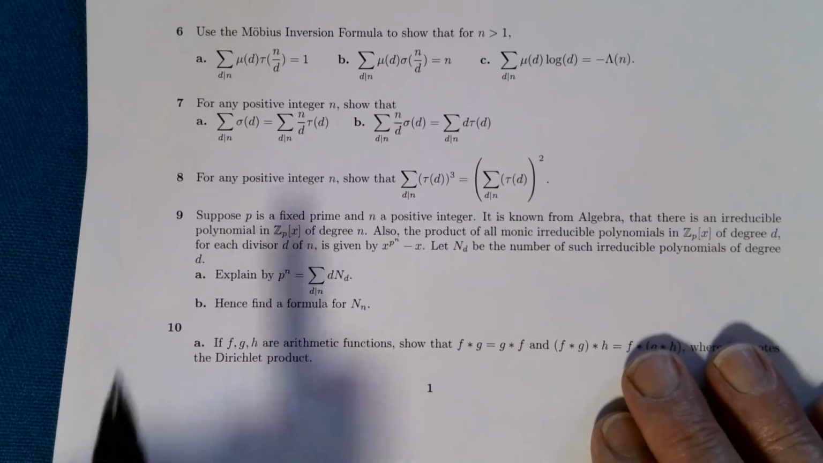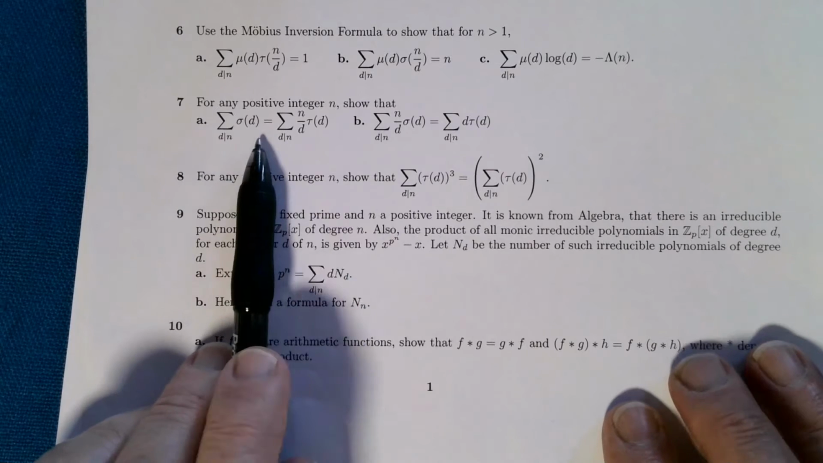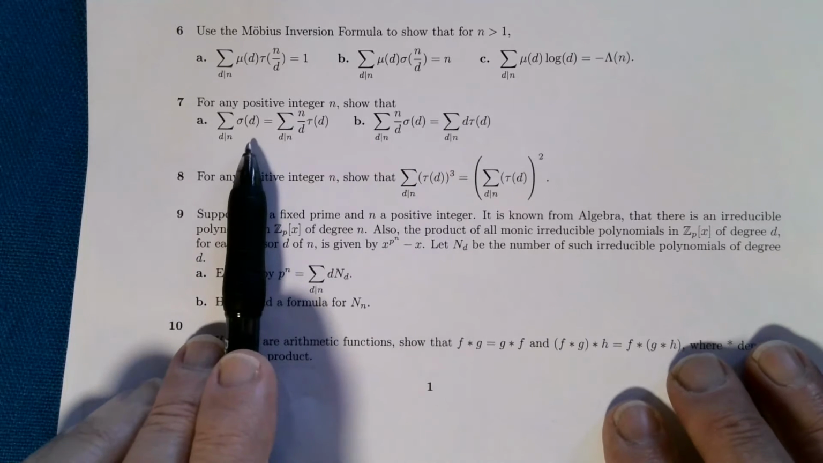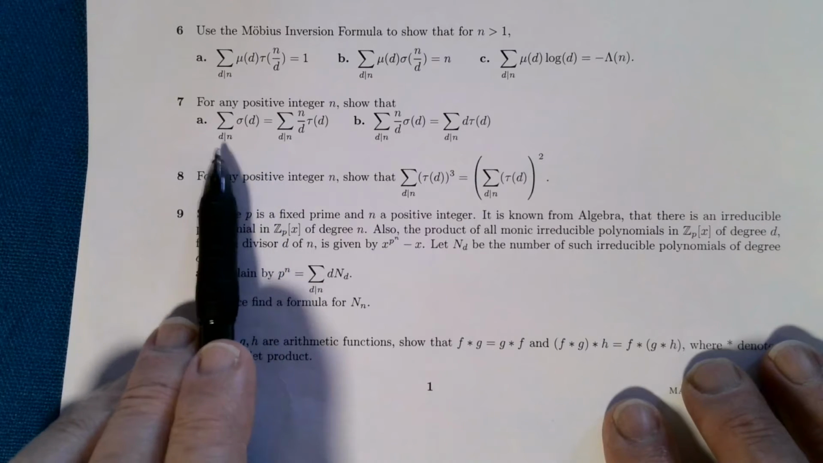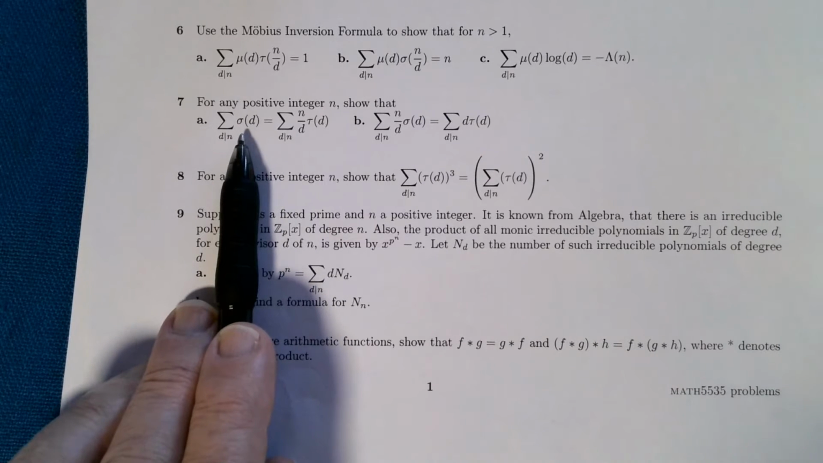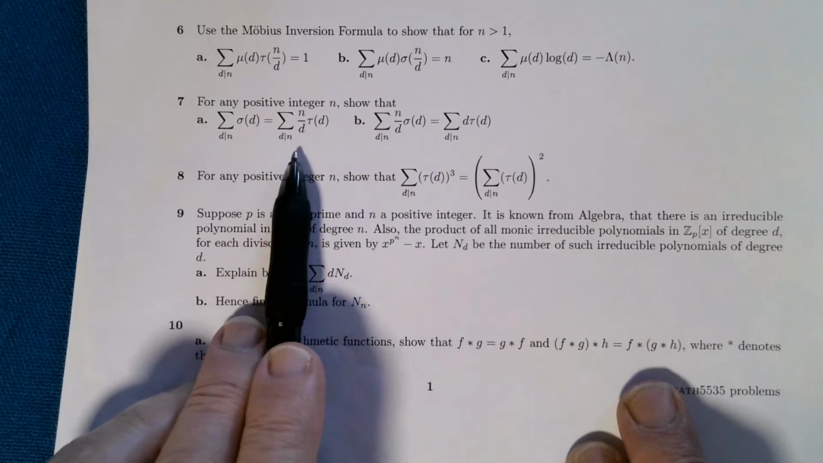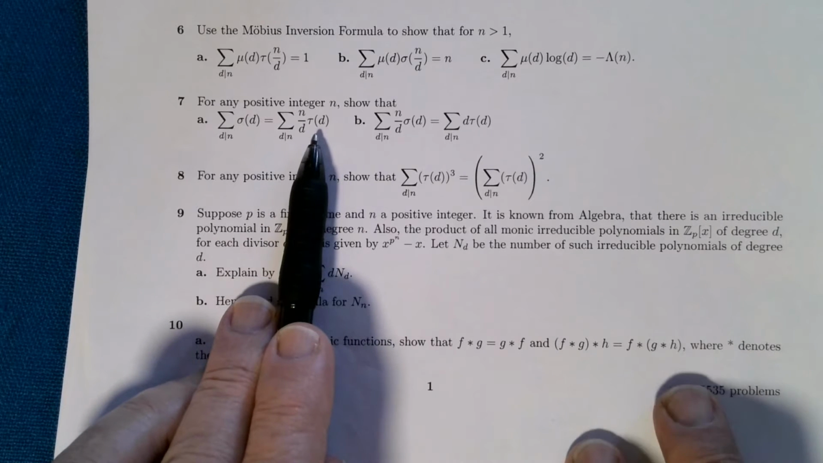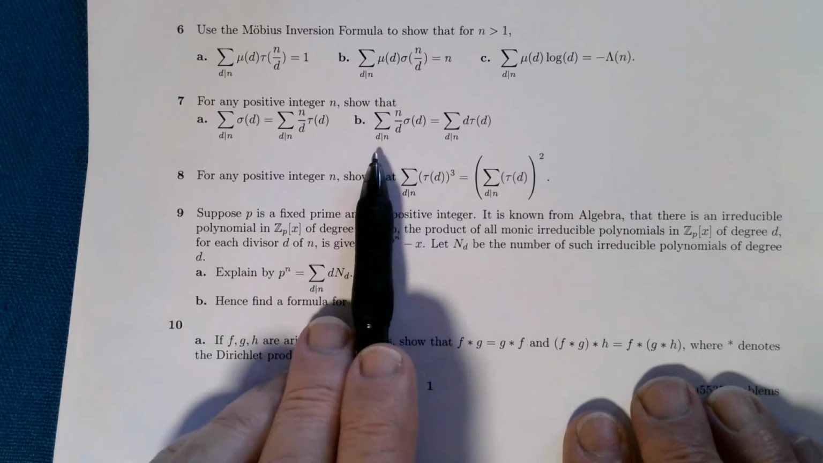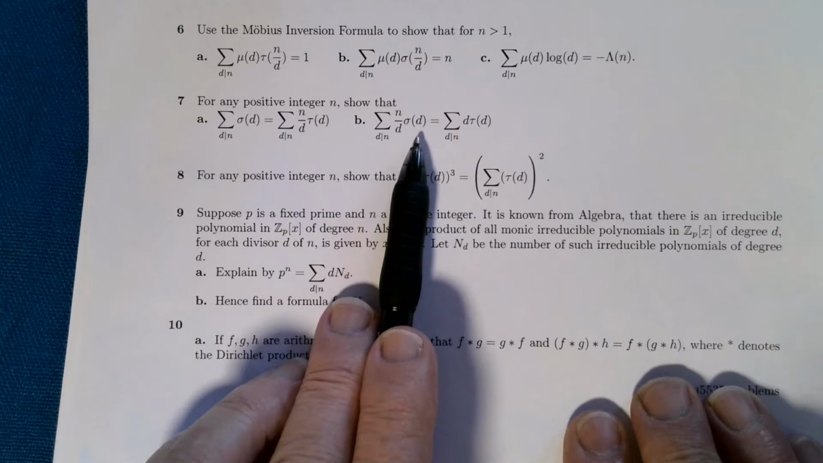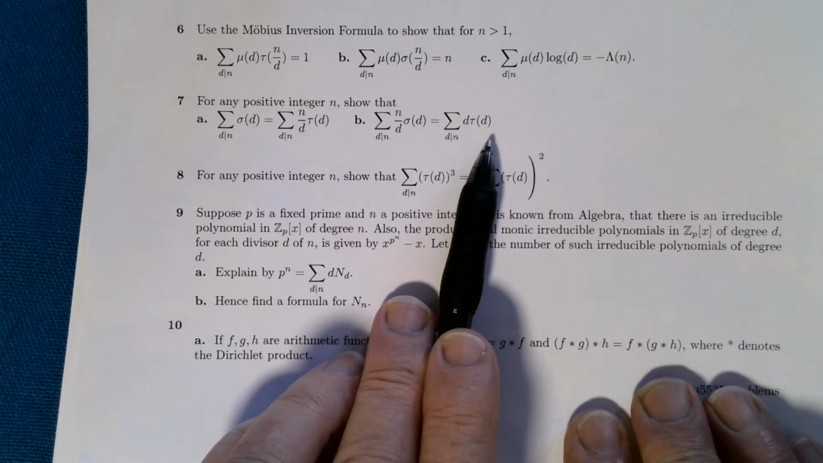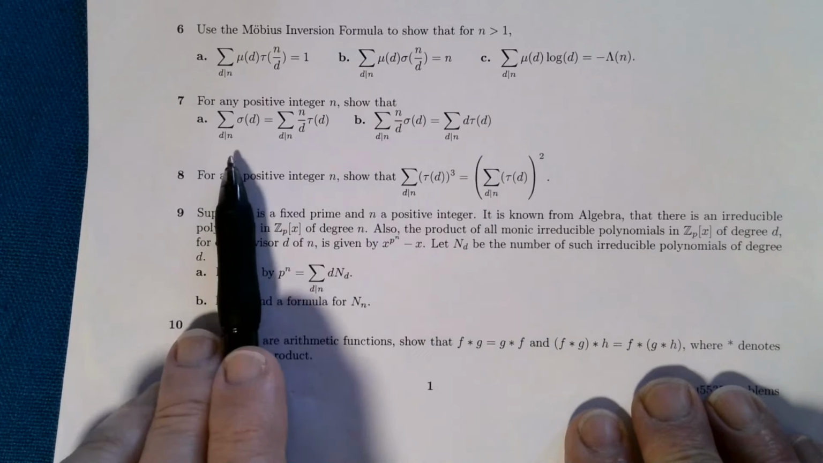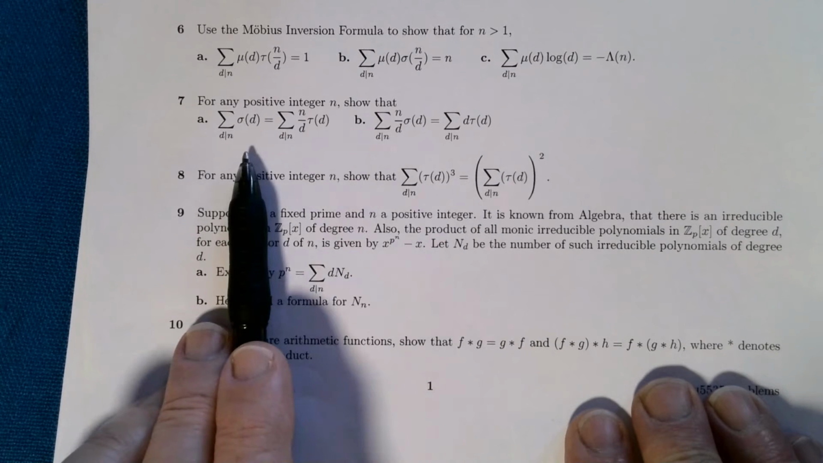For question 7, some rather funny looking, quite pretty little identities: if we take the sum over the divisors of sigma of d, that's the same as the sum over the divisors of n over d of Tor of d. And the sum over the divisors of n over d of sigma of d is the sum over the divisors of d times Tor of d.